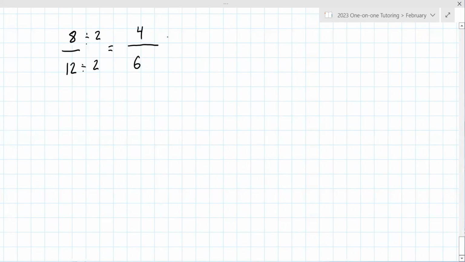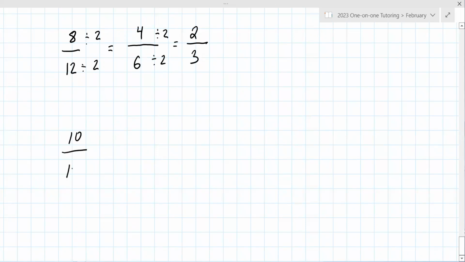Good. Now, you try it again. Is 4 divisible by 2? Can you divide 4 by 2? And can you divide 6 by 2? Yes. Okay, tell me what that is. So the first one on top is 2. Good. And then the bottom one is 3. Perfect.